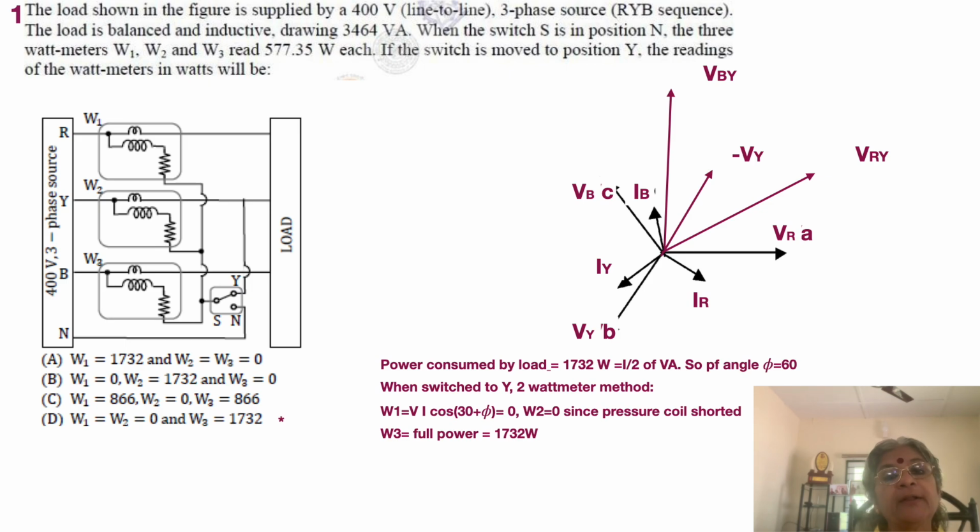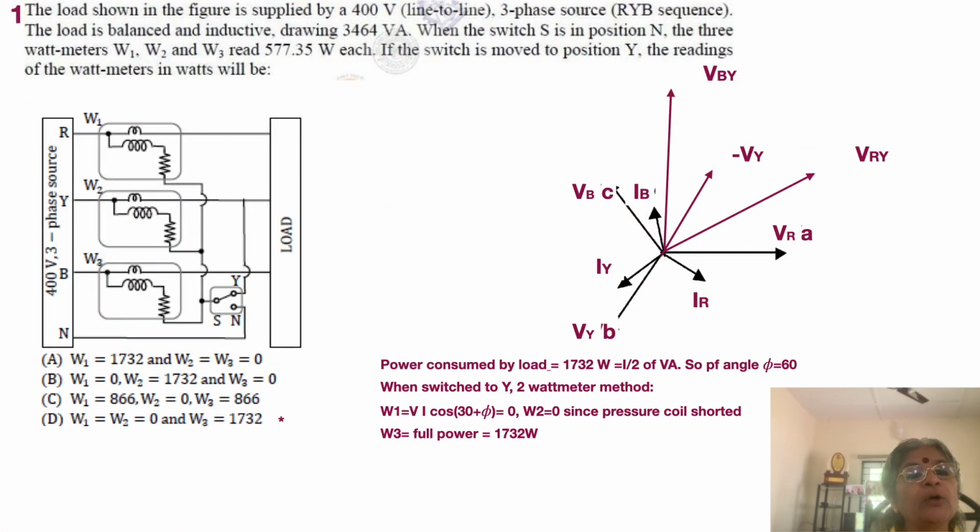Now we are ready to read the problem. The load shown in the figure is supplied by 400 volt line to line. This is another important statement. Any voltage given for a three-phase system is generally the line-to-line voltage, unless otherwise specified. Three-phase source with phase sequence RYB, or ABC, or 1, 2, 3, as the case may be.